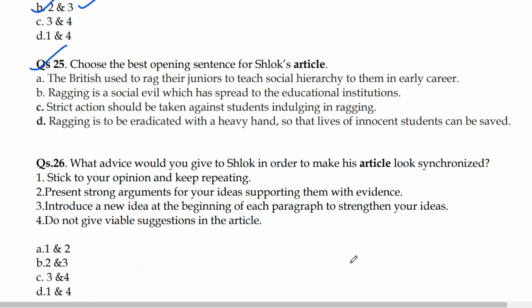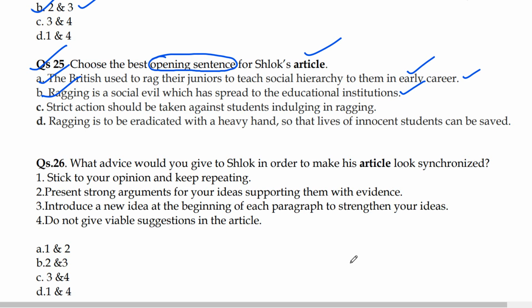Question number 25. Choose the best opening sentence for Sherlock's article. So you are asked to find out the opening sentence for this article. Look at the answers. The British used it to rag their juniors to teach social hierarchy to them in early career. Can we use this as the opening sentence of this article? Let us check the other options. Ragging is a social evil which has spread to the educational institutions. Yes, this is an explanation of the topic ragging and ragging related with the educational institutions.